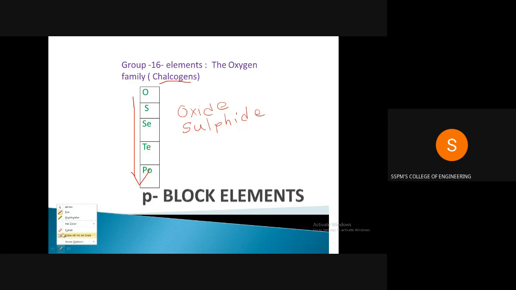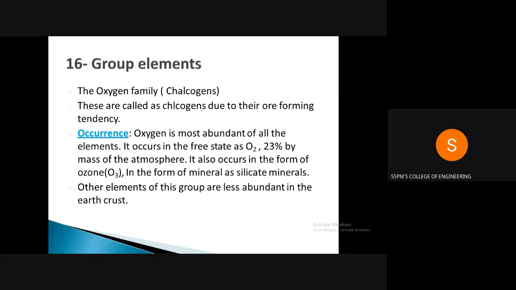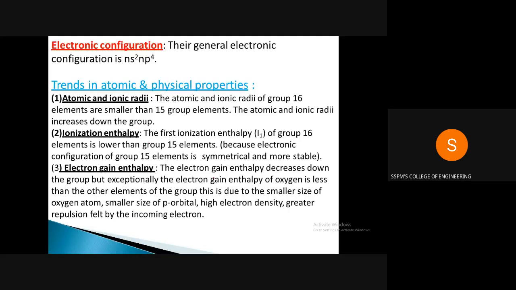Atomic size increases and electron gain enthalpy decreases. Down the group, electron gain enthalpy decreases. So remember which properties increase and which properties decrease. Atomic and ionic radii increase and electron gain enthalpy decreases.